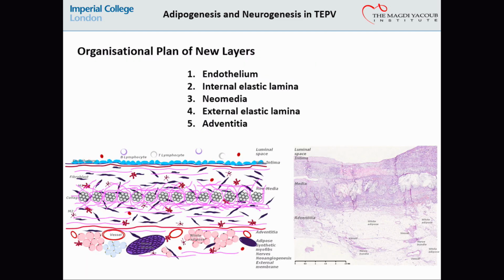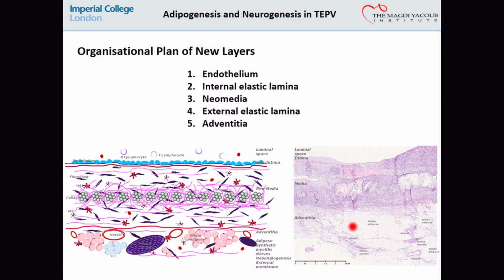So over the course of 26 weeks, we have remodeling in our tissue-engineered pulmonary valve, and we also have an organization of the layering. This is a schematic of what is going on, and this is an actual explant of our tissue-engineered valve. We have an endothelial layer, we have an internal elastic lamina stained by EVG, elastic Van Gieson. We have a neomedia here, and this would be full of smooth muscle cells. We have an external lamina here, and we have a mature adventitia.